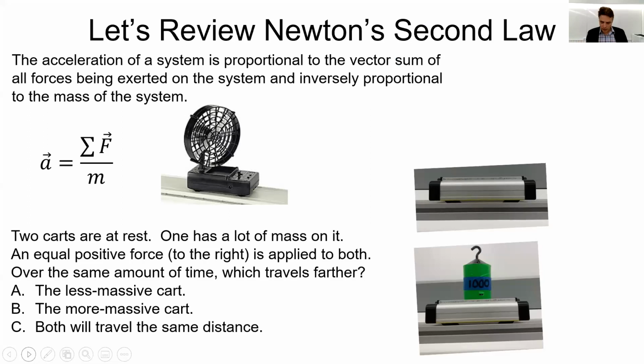The first one is you've got 2 carts at rest. One of them has a lot of mass sitting on it. You put an equal positive force to the right on both of them, maybe by turning on a fan. Over the same amount of time, which cart travels farther, the less massive cart or the more massive cart? A, the less massive cart goes farther, B, the more massive cart goes farther, or C, both will travel the same distance in the same time.